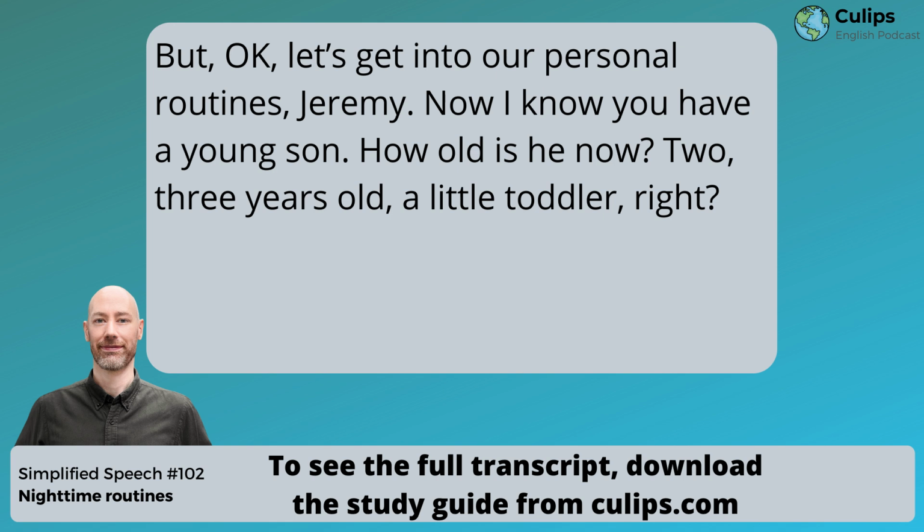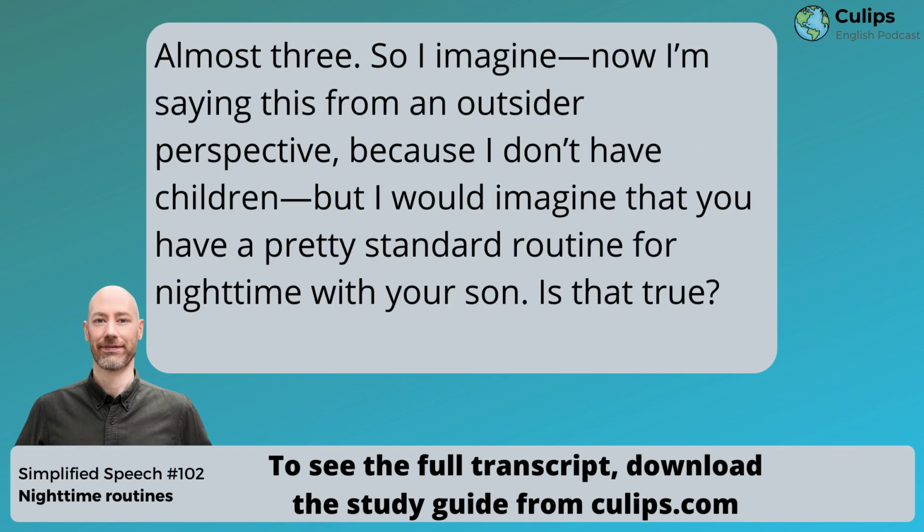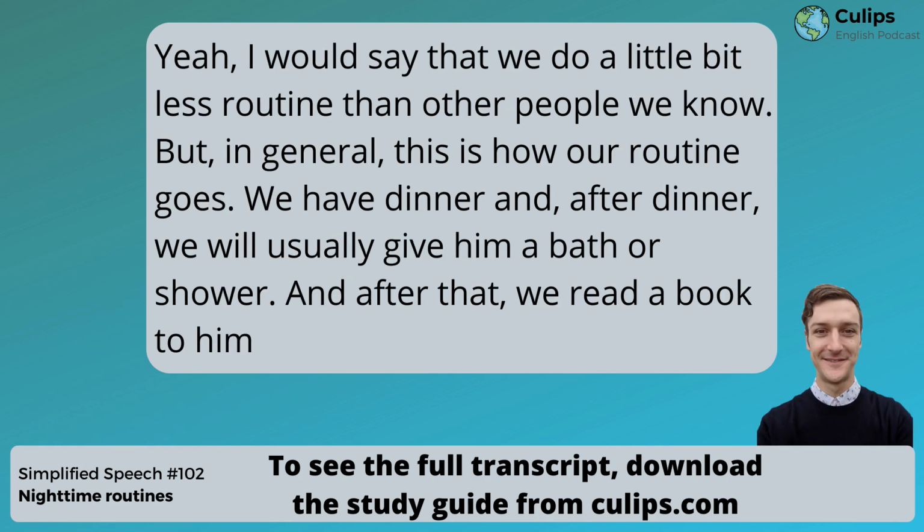But, okay, let's get into our personal routines, Jeremy. Now, I know you have a young son. Mm-hmm. How old is he now? 2, 3 years old, a little toddler, right? Yeah, he's almost 3. Almost 3. So I imagine, now I'm saying this from an outsider perspective because I don't have children, but I would imagine that you have a pretty standard routine for nighttime with your son. Is that true? Yeah, I would say that we do. A little bit less routine than other people we know. But in general, this is how our routine goes.